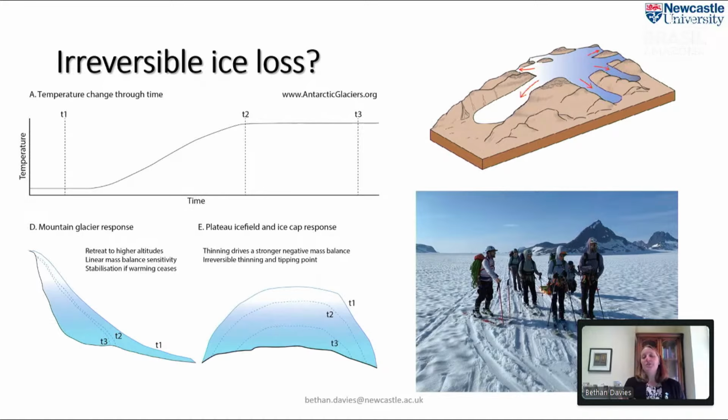This is a picture of us skiing across the plateau, and you can see just how flat it is. There's nowhere for this ice field to go. So this is irreversible once this process starts, on any kind of human timescales.